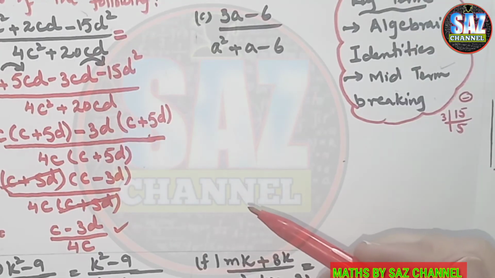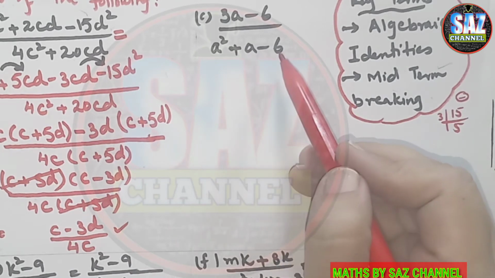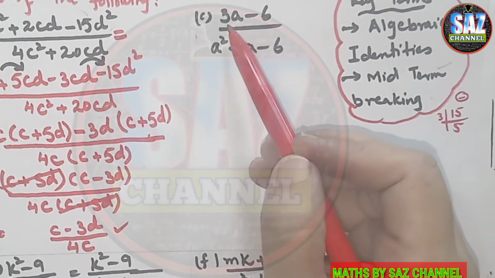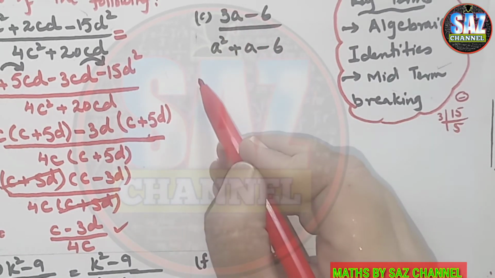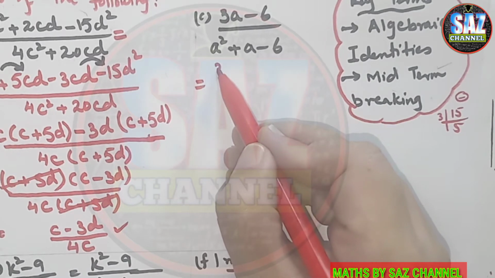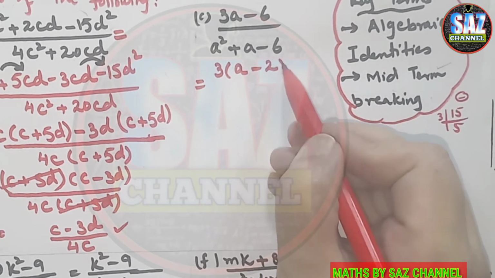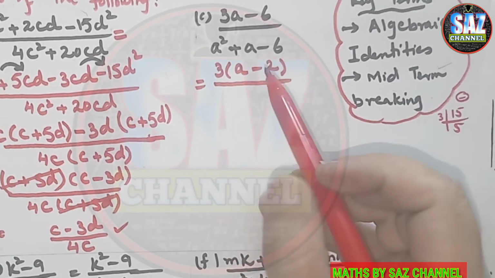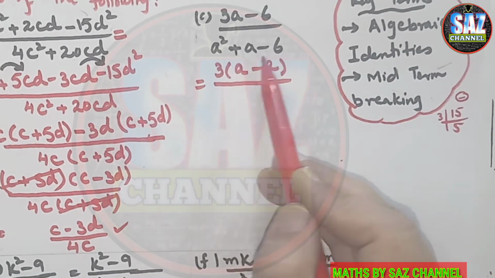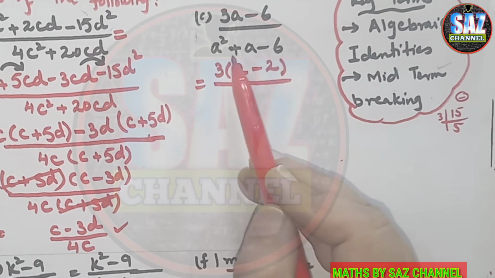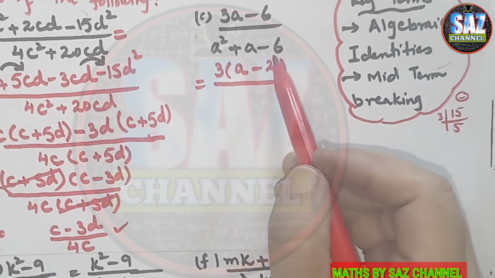Let's move to the next part of the question, that is (3a - 6) upon (a² + a - 6). If we look at the numerator carefully, we can extract 3 as a common factor. So I will be extracting 3 out, and inside the bracket I will have a - 2. Coming to the denominator, this is a² + a - 6. This is the standard quadratic expression, and in order to simplify it I have to apply the hit and trial method, and I will not be spending much time on this.